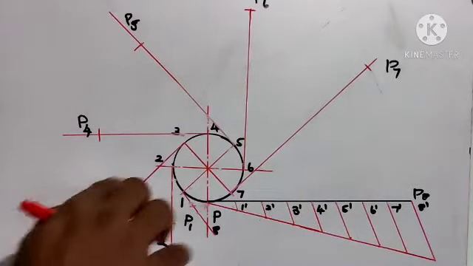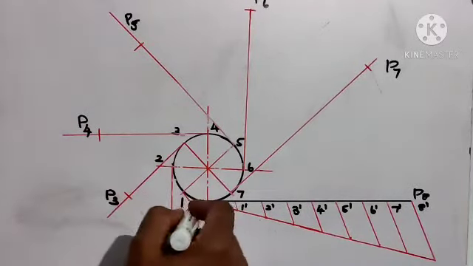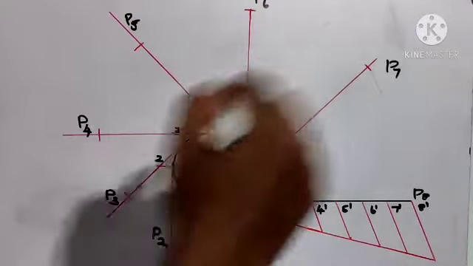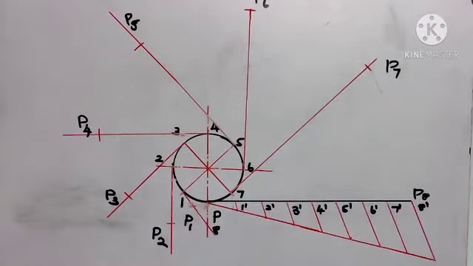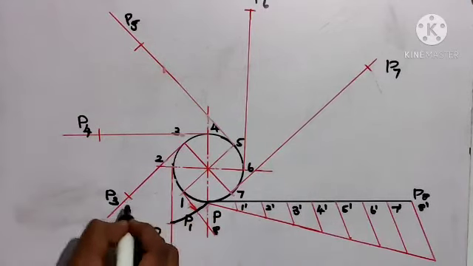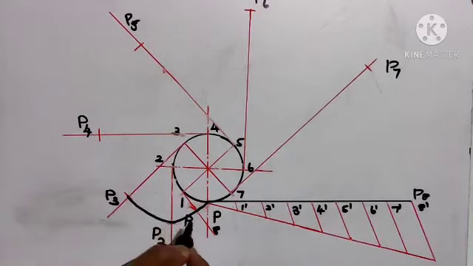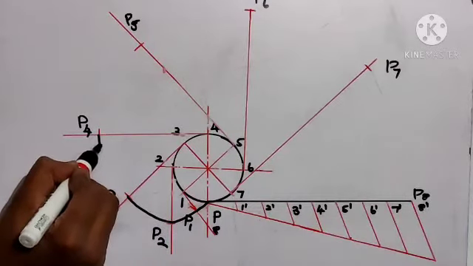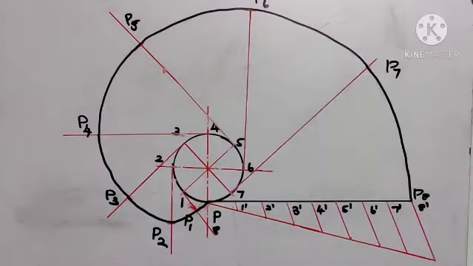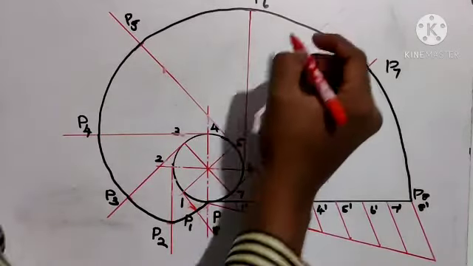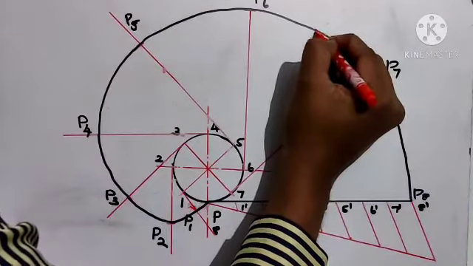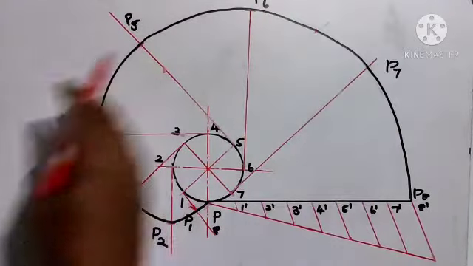After that, we need to sequentially connect all the points from P1, P2, P3, P4 till P8. You need to do something like this. If you connect smoothly, you will get something like this. Next, the second part of the question is to draw the normal and tangent at any point on the curve. Let's choose a point. Let's choose this as my point, and I'm going to name it capital M.